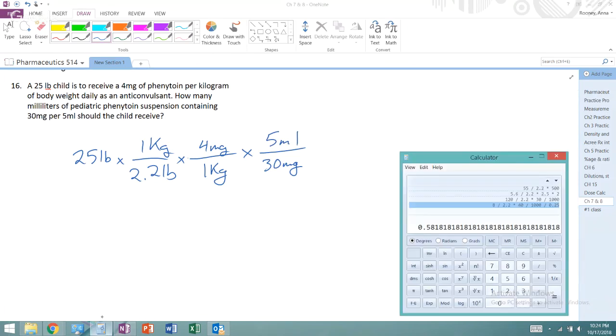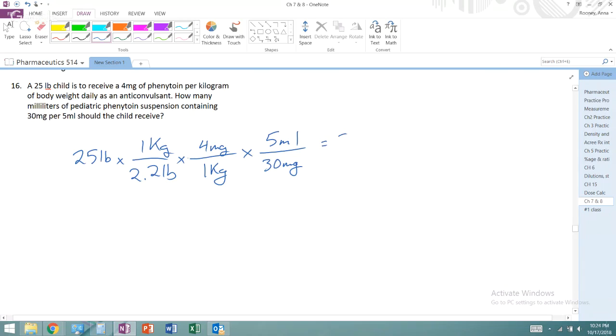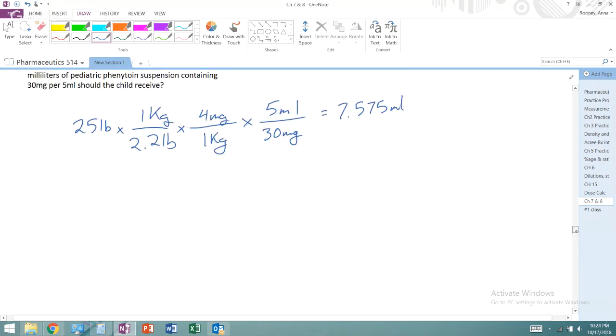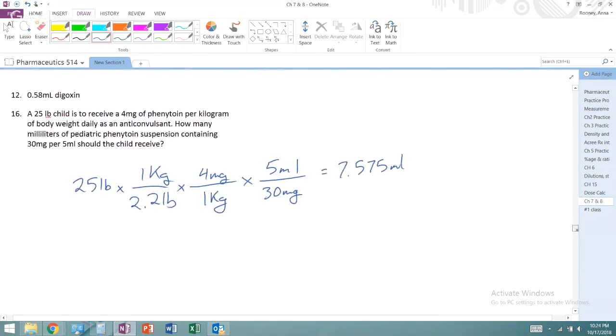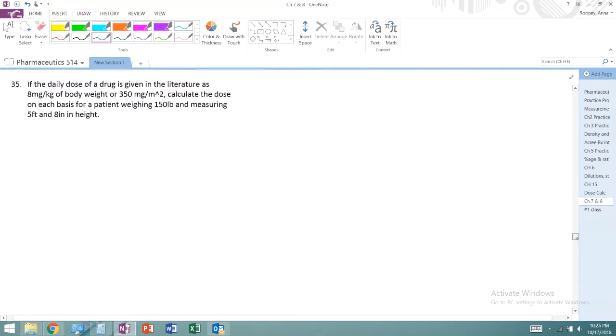So 25, 2.2 times 4 times 5 divided by 30. So 7.575 milliliters. This really doesn't count, but whatever. So yes, 7.58. So if we rounded that up, it would be a 7.58. So that's right.